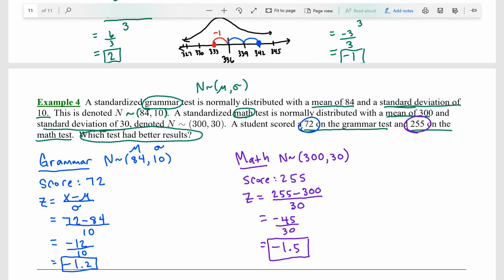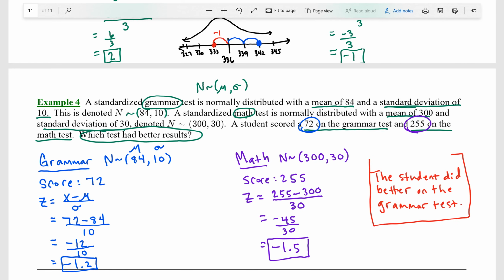So in conclusion, we can say the student did better on the grammar test. And remember, that is relative to the population taking the test. So everything is measured against all of the different scores for that test.